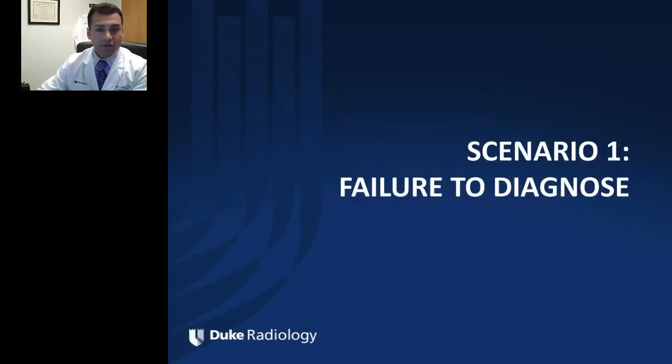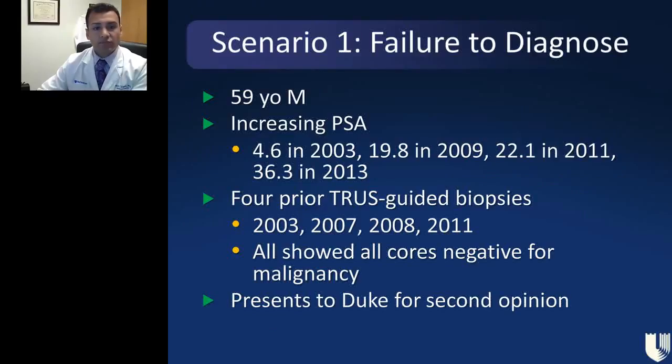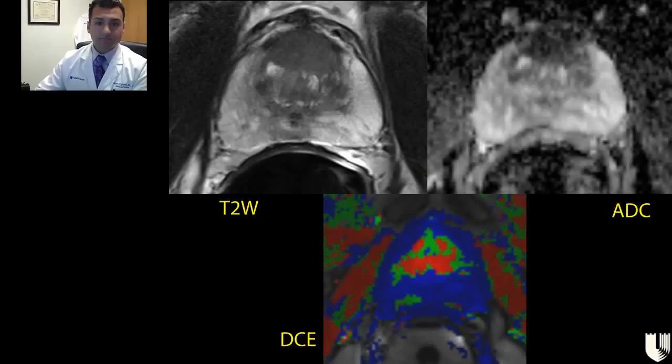So the first scenario, the first patient we'll talk about today, is a failure to diagnose. This is a 59-year-old male with an increasing PSA rising from approximately 4.6 in 2003 to 36.3 in 2013. This patient's done everything right. He had 4 prior TRUS-guided biopsies in 2003, 7, 8, and 11, all of which were negative for malignancy. So 48 cores all negative for malignancy. The patient was worried and he presented to Duke for a second opinion.